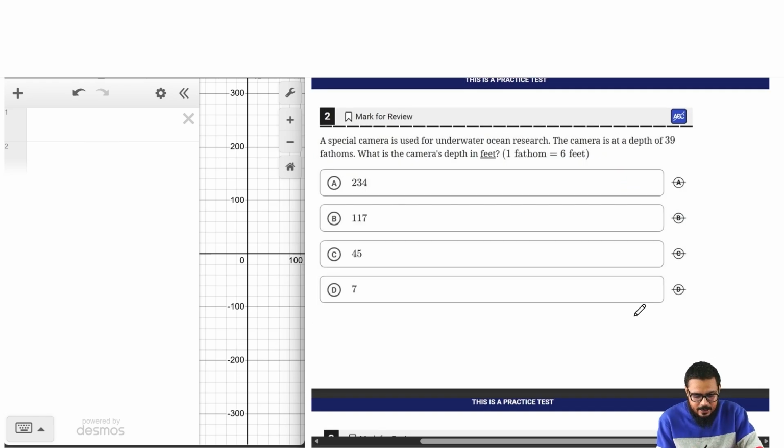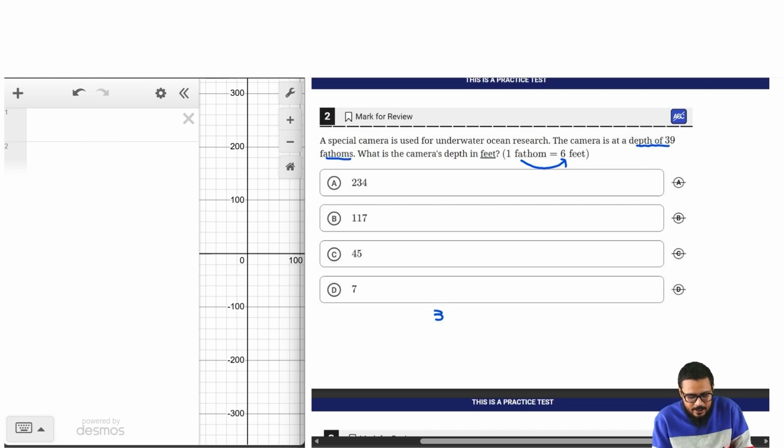This question says that a spatial camera is used for underwater ocean research, and the camera is at a depth of 39 fathoms. The question also tells you the value of 1 fathom. So that's an easy question. 1 fathom is given to you as 6 feet. So you just have to convert 39 fathoms into feet, right?